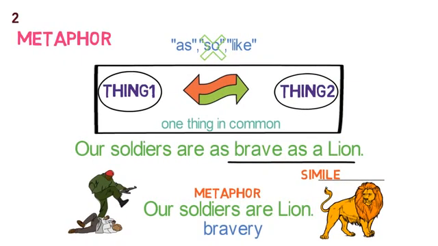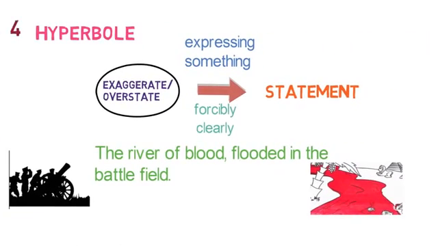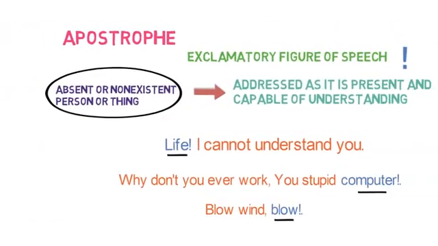Second, metaphor. A metaphor is a figure of speech that uses comparison between two unlike things. These two things must have one thing in common, but it is done without using the words like, as or so. Third, personification. Personification is a figure of speech where human qualities are given to objects or ideas. These qualities may be emotions, desires, sensations, gestures, and speech. Fourth, hyperbole. Hyperbole is a figure of speech wherein we exaggerate or overstate any statement. It is done for expressing something forcibly and clearly.